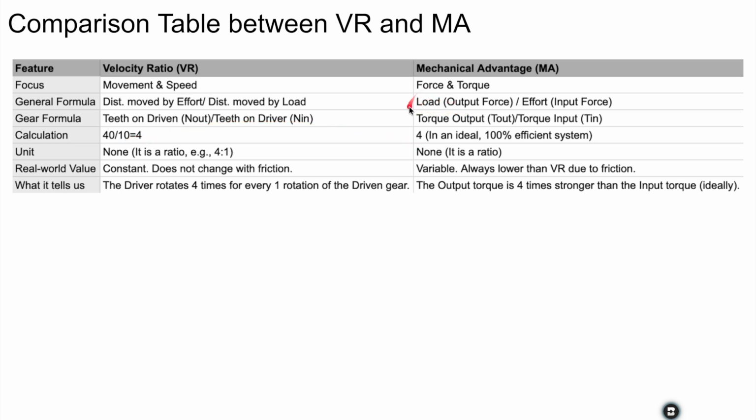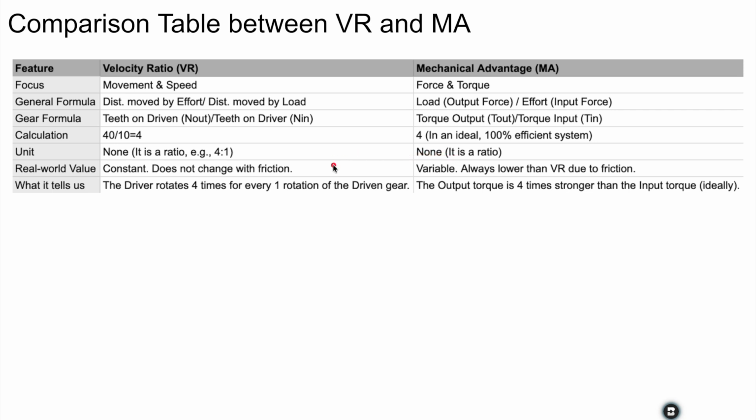And the general formula for mechanical advantage is load, or the output force, over effort, the input force. And so we're going to look at the torque output compared to the torque input. And again, we do this by teeth. So how many teeth are on the driven over how many teeth are on the driver. And again, we're going to get 4 here if we have this same 40 over 10. This is a ratio, so we don't have any units. There's no centimeters or millimeters or anything like that. And same here, mechanical advantage is a ratio.